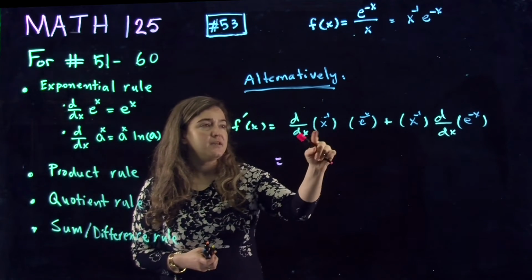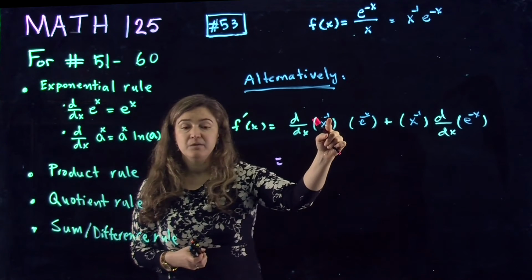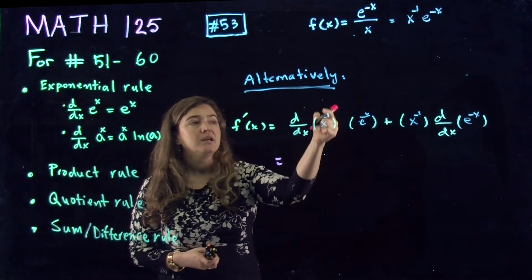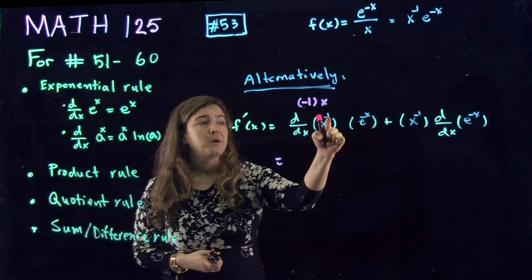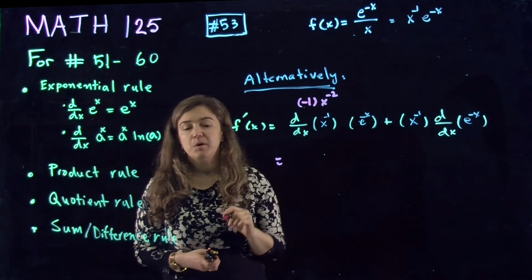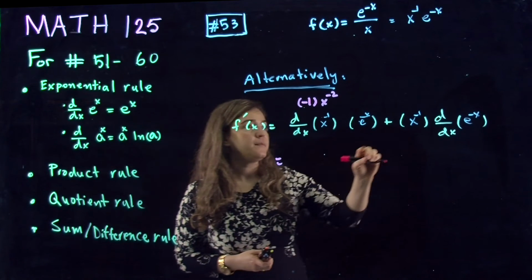The first derivative, derivative of x to power negative 1, is a power rule. Negative 1 comes down, x to power 1 less: negative 1 minus 1, which is negative 2.